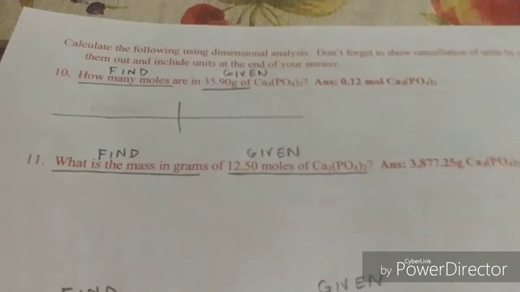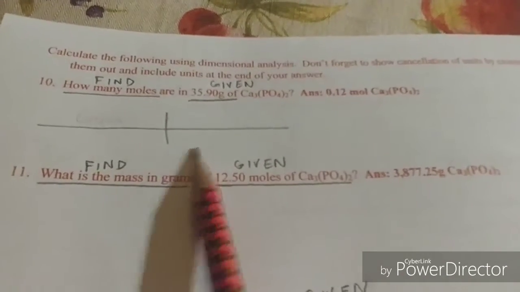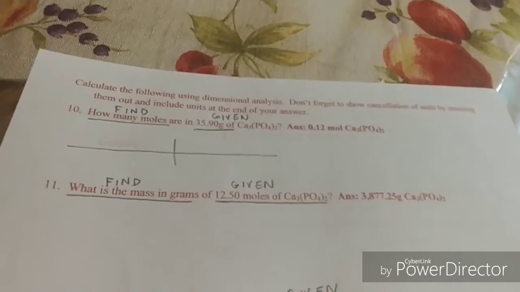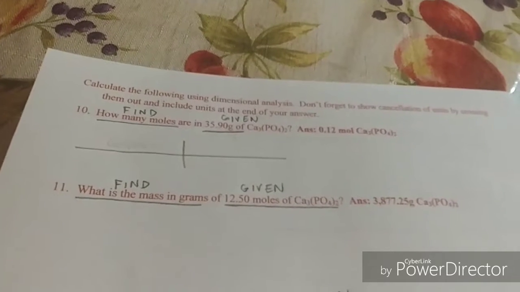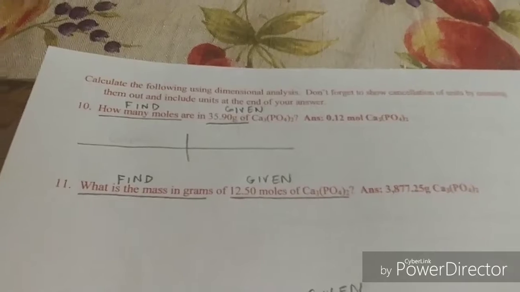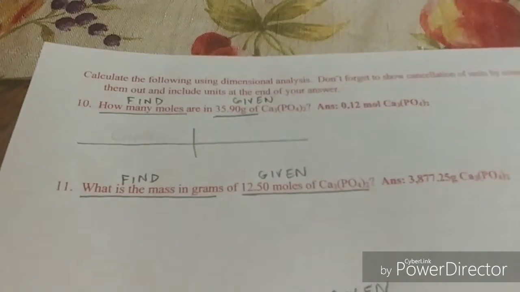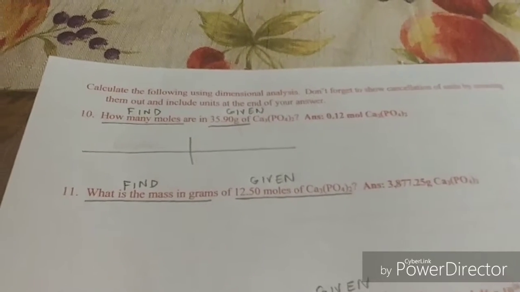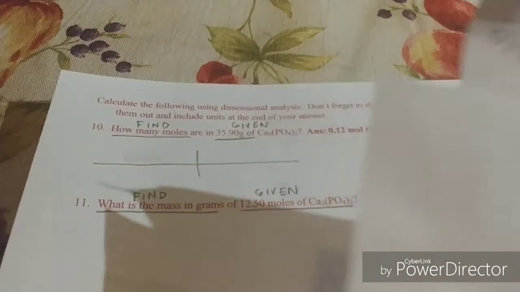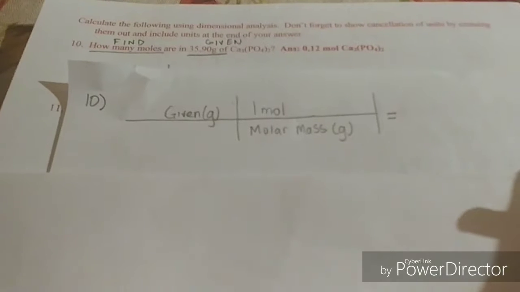If I look at the notes that I received yesterday, it's going to give you how to set up this problem. It's telling me that my given is in grams, specifically 35.90 grams, and they're asking me to find moles. So if you look through your notes, you're going to find where it says given is grams and I'm finding moles. And it gives you something like this.